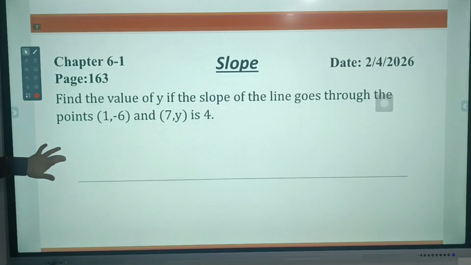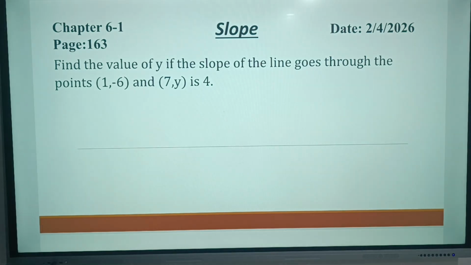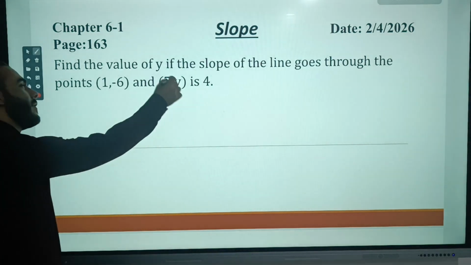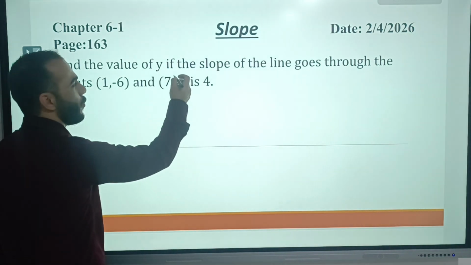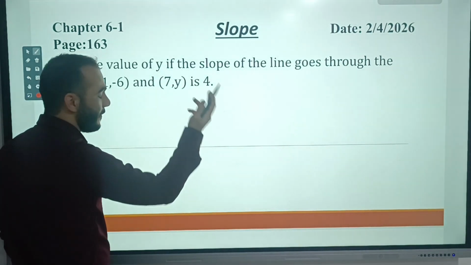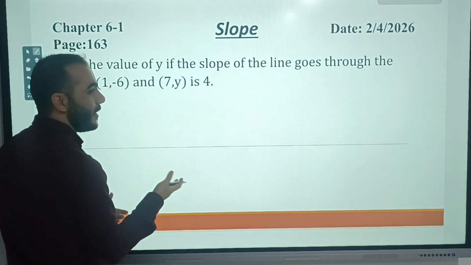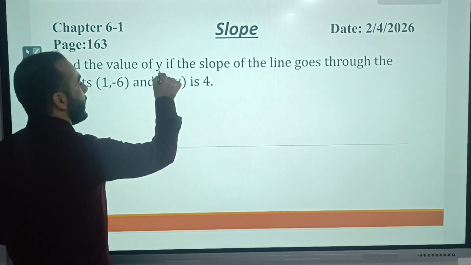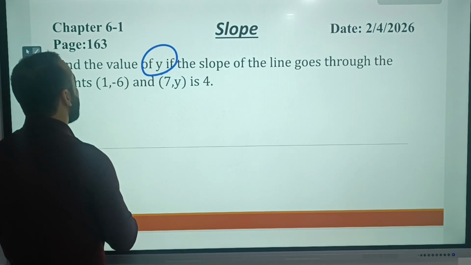So the next question is a little bit different. Find the value of y. Right now, the question did not ask about slope or y-intercept. It asks about the value of an unknown that is given in the question. So let's just find out what it is. Okay, find the value of y.